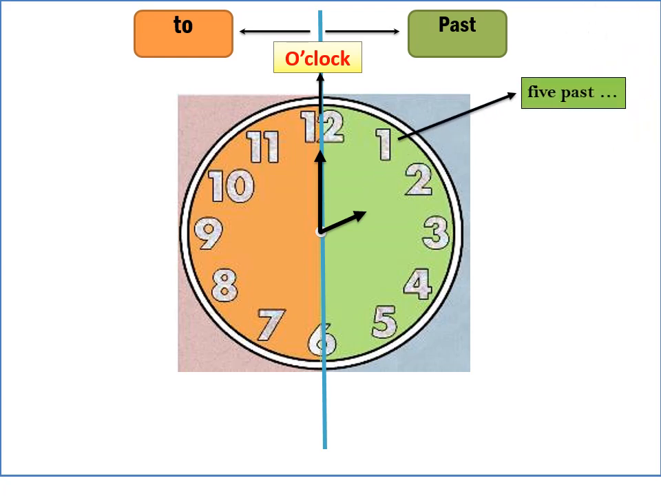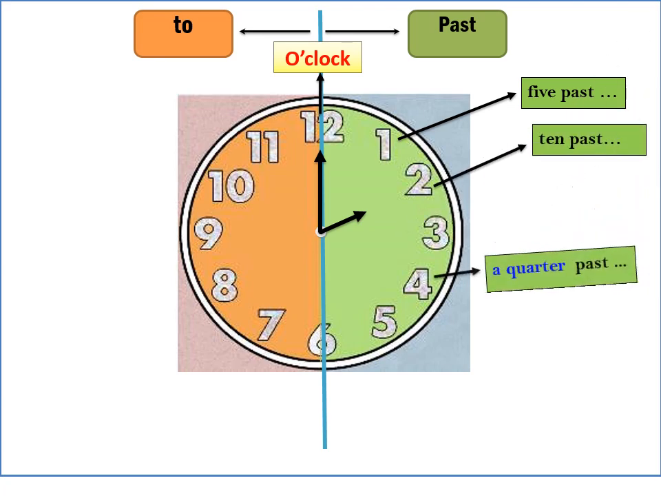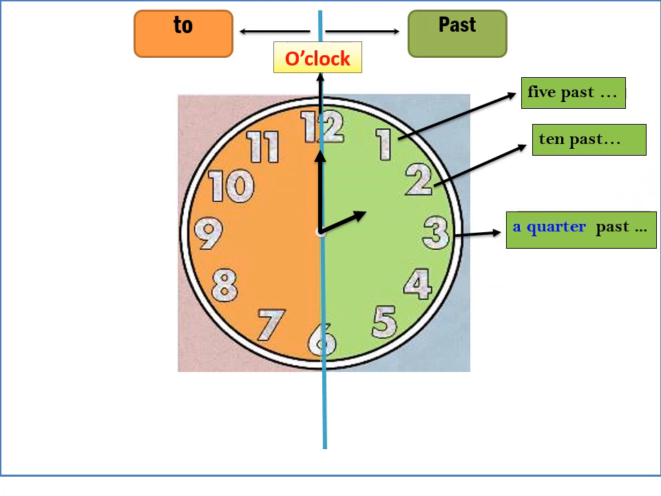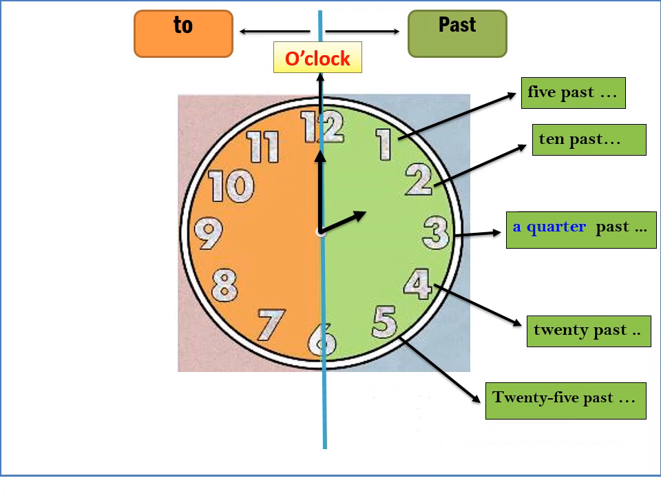First, if I have the long hand or the long arrow on 1, I say 5 past. If I have the long arrow on 2, I'll say 10 past. On 3, I'll say a quarter past. On 4, I'll say 20 past. On 5, I'll say 25 past. On 6, I'll say half past. This is the right part. So as we said, we use the word past in the right part.